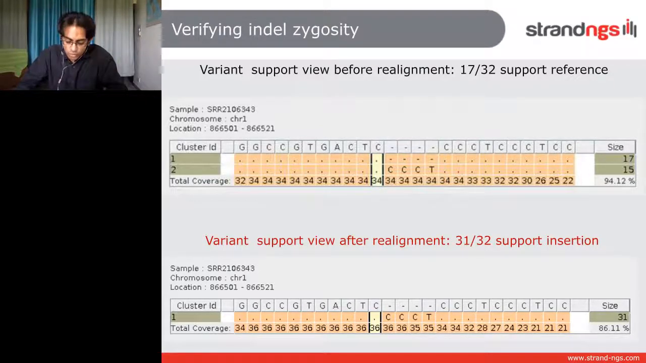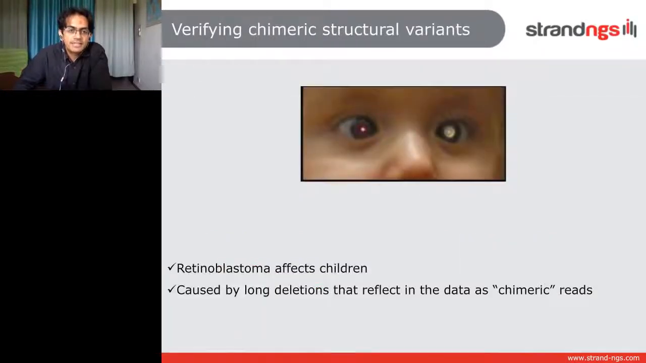So that was one application and one thing that a bioinformatician might spend some of his time on. The other application of Strand NGS Server, and one that again is very commonly used, is in trying to verify chimeric structural variants. And if you don't really know what that means, it really doesn't matter. I'm going to try to explain it to you.